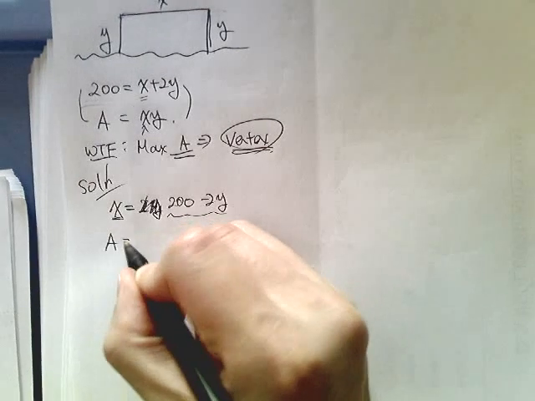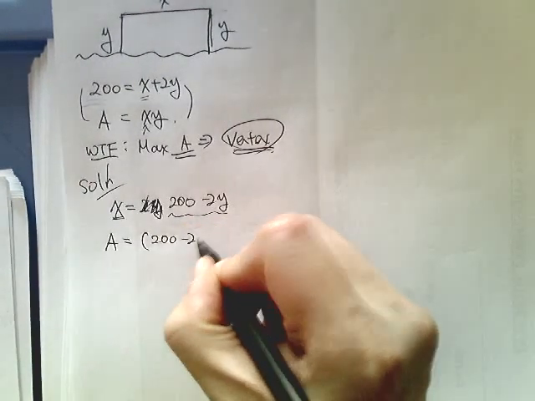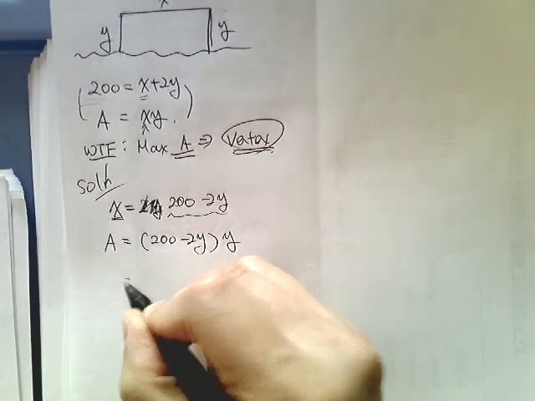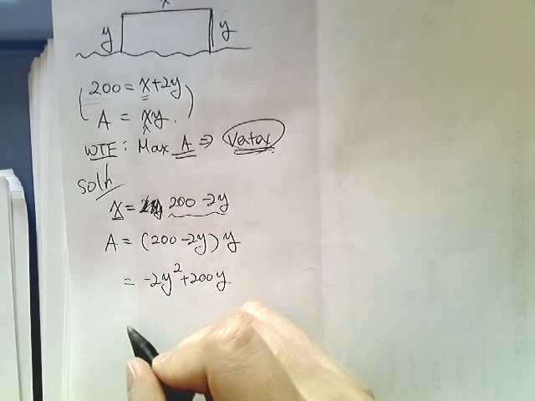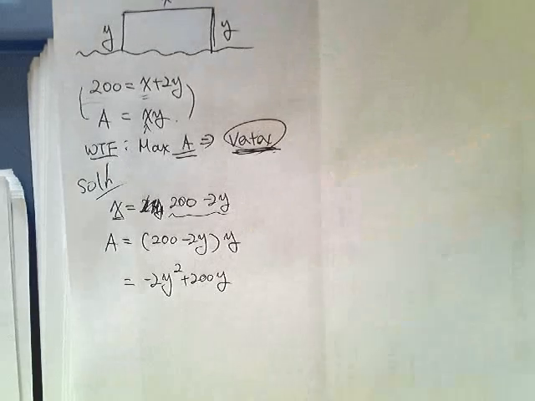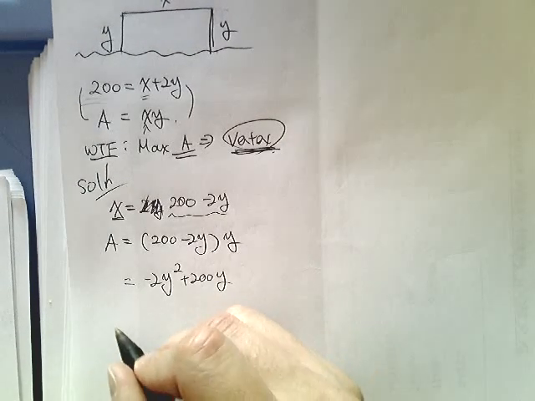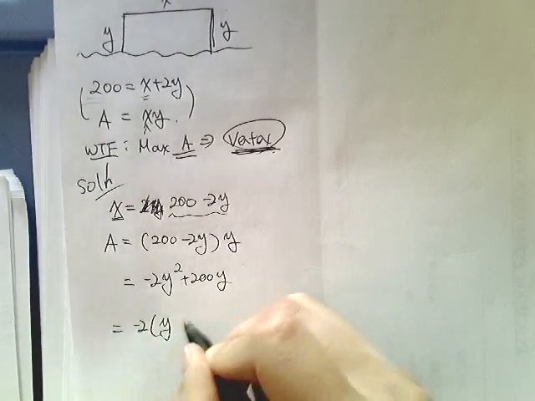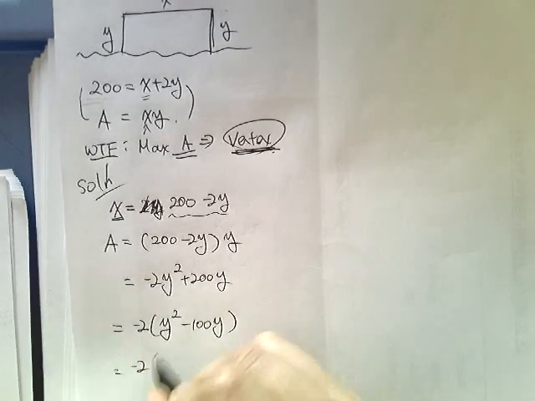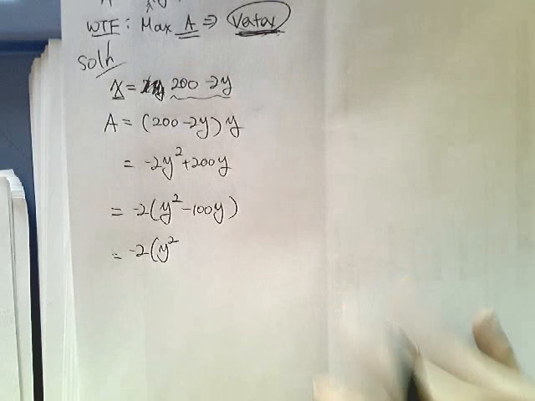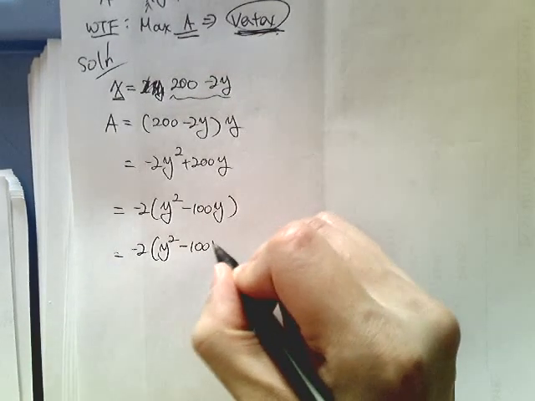So then A is (200 minus 2y) times y. This gives me negative 2y squared plus 200y. And remember, we're looking for the vertex, so complete the square again. So negative 2 is factored out: y squared minus 100y. Then do the same thing as before.